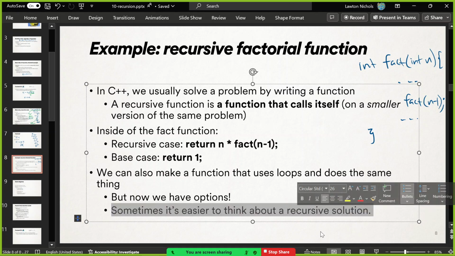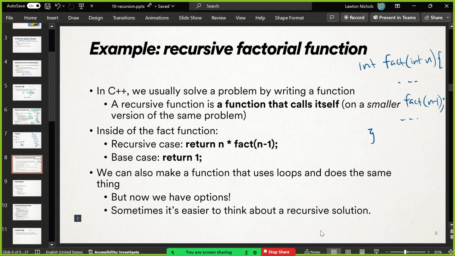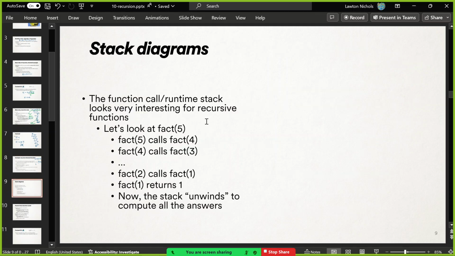Sometimes, though, it is much easier to think about a recursive answer. Maybe not for factorial, once you saw the loop way, but I promise you, especially once you get to CSCI 41, it's impossible to do something non-recursively, more or less. Okay? I'll show you a good example of that later today too.